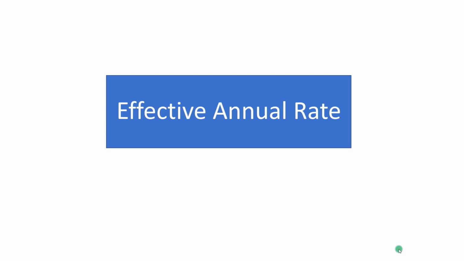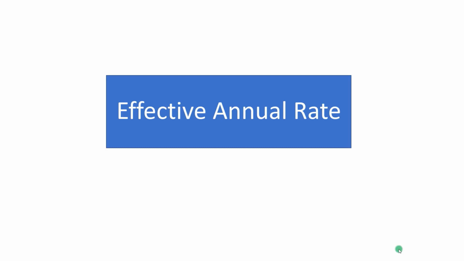Hello all. Today we'll be discussing effective annual rate. What is this effective annual rate? Effective annual rate is the rate of interest actually earned on a deposit or paid on a loan as a result of higher frequency of compounding of interest. So this effective annual rate will include all the effects of compounding of interest.